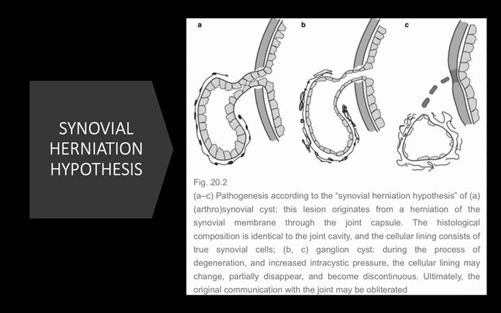So there is a synovial herniation hypothesis in which we can see that there is a synovial cyst. This lesion is originating from herniation of the synovial membrane through the joint capsule, which consists of true synovial cells. Now these are the ganglion cysts. So during the process of degeneration, there is going to be increased intracystic pressure. The cellular lining may change, partially disappear and become discontinuous. Ultimately, the original communication with the joint may also get obliterated.